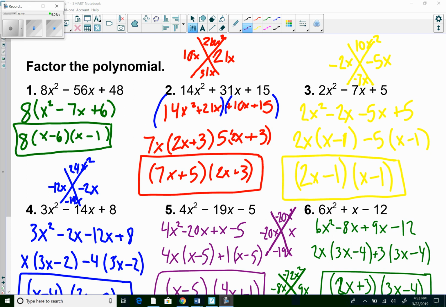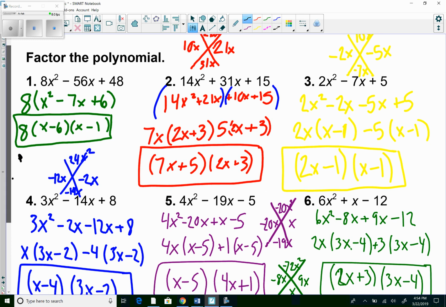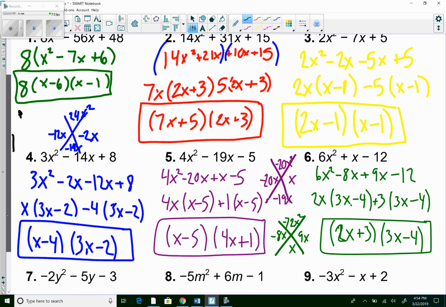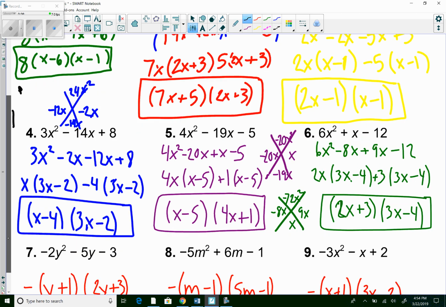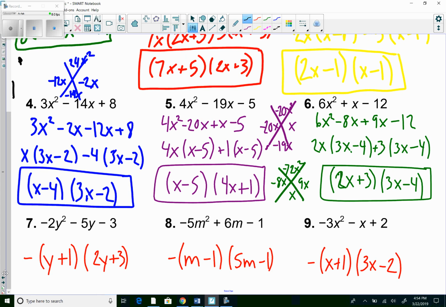Alrighty, I'm back. I know there's not a ton of room here, and I apologize. I will make that adjustment for next year. But here's what we should get. For number 1, you should have 8 times x minus 6 times x minus 1. For the second example, you should come up with 7x plus 5 and then 2x plus 3. For the third example, it should be 2x minus 1 and x minus 1. For example 4, x minus 4 times 3x minus 2. For the fifth example, x minus 5 times 4x plus 1. For the sixth example, it should be 2x plus 3 and 3x minus 4.